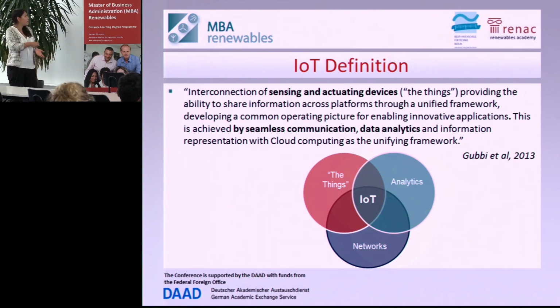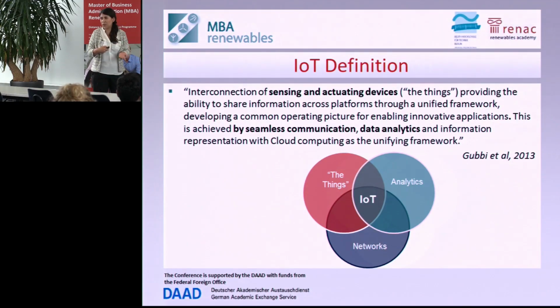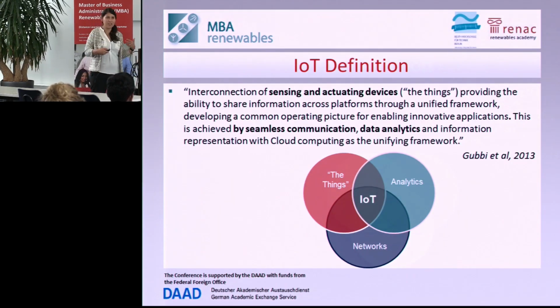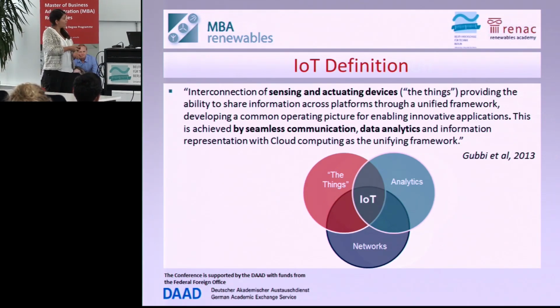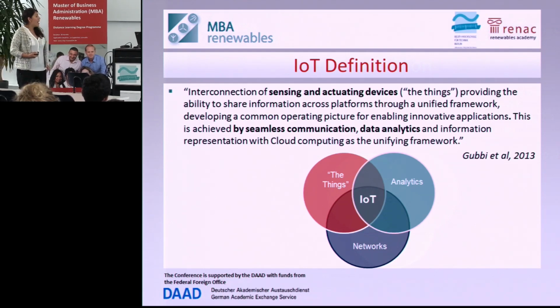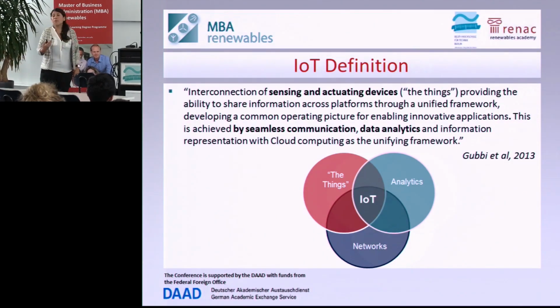If you want to remember something, you can remember this. We have the things, which can be sensors, actuators, anything that is interconnected, and they don't need human intervention to communicate. We have the network, in the coming years 5G, to communicate those devices. And most importantly, we have analytics. Analytics, to use a new term, is a way that the information is used.